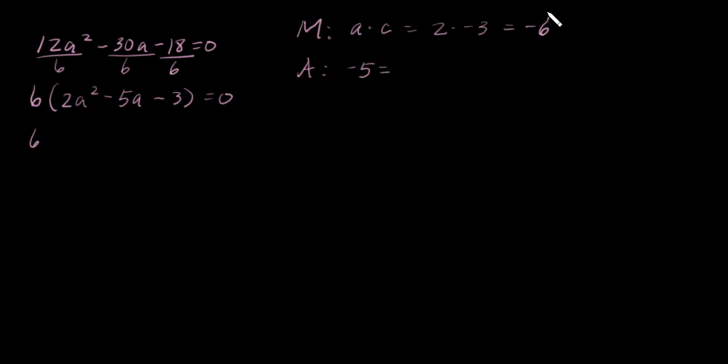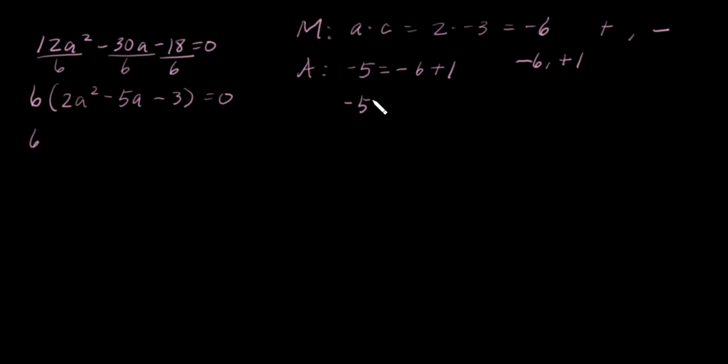So for the factors of negative 6, one's going to be positive and the other is going to be negative. And the larger factor is going to be the negative because you see the negative here. So it's going to be negative 6 and positive 1. When you multiply the two, it gives you negative 6. When you add the two, it gives you negative 5.